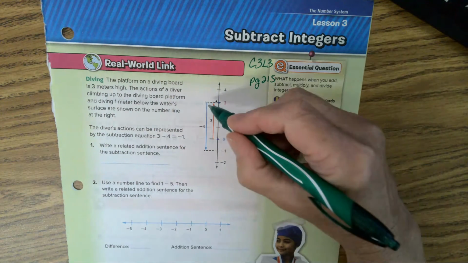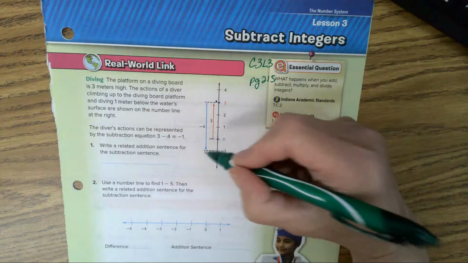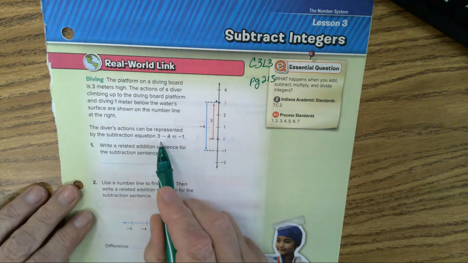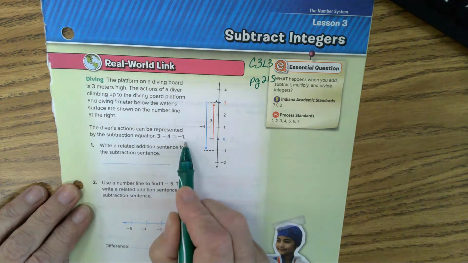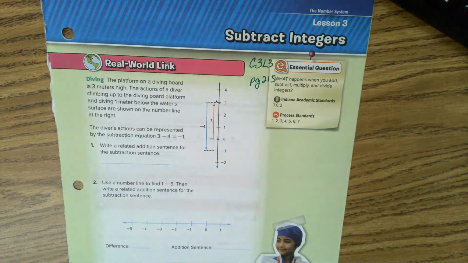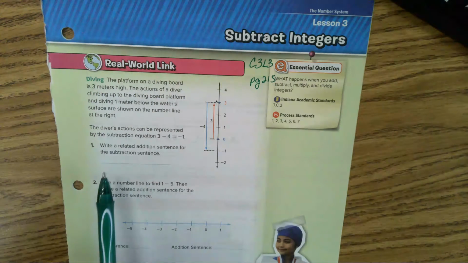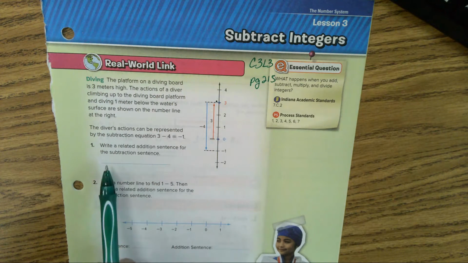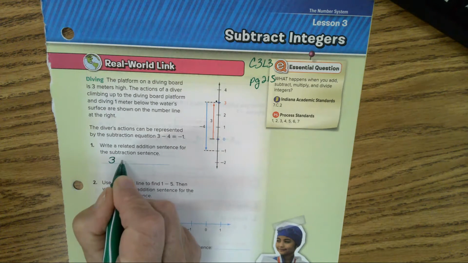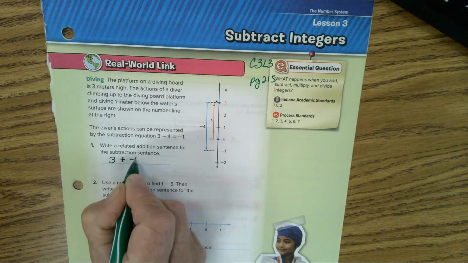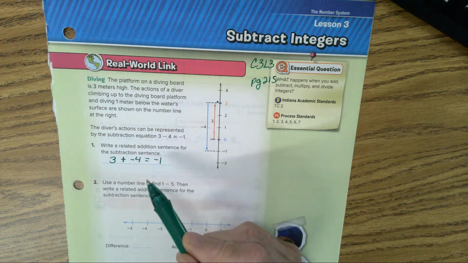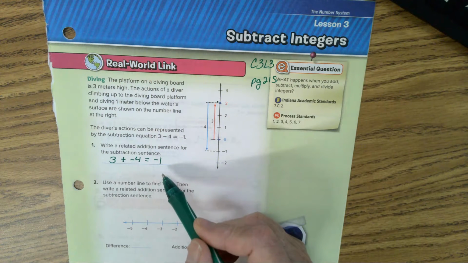So he dives down and he goes 1 meter below the surface. The diver's actions can be represented by the subtraction equation 3 minus 4 equals -1 on that particular page. Now it says write a related addition sentence for the subtraction sentence. So what you're going to do here is they want an addition sentence, 3 plus -4 equals -1. They say the same thing. This and this say the same thing.